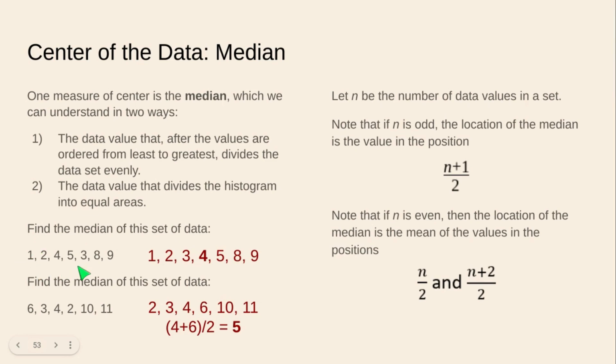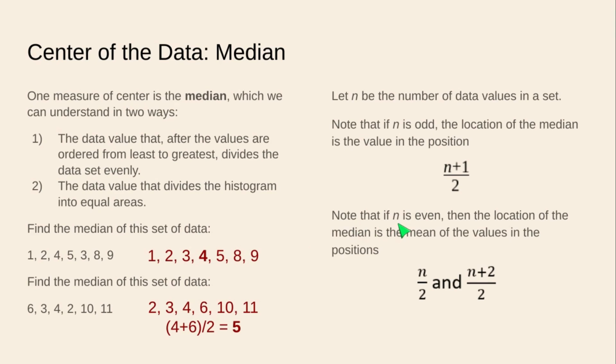There are 7 values here, so n is 7. The median is going to be at the location (7 plus 1) over 2 after ordering the values from least to greatest. (7 plus 1) over 2 is going to be 4. Well, I count 4 data values: 1, 2, 3, 4. Isn't that convenient? And so 4 happens to be the 4th data value, so that is our median.